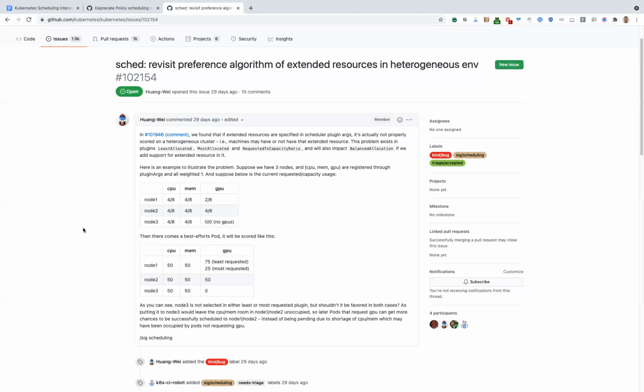Yeah, that makes sense. I think keeping a balance among all the different resource types will be good, right? We don't want to starve, like, one node still has a lot of memory left over, but no CPU. That's not good for the utilization rate. Yeah. Thank you.